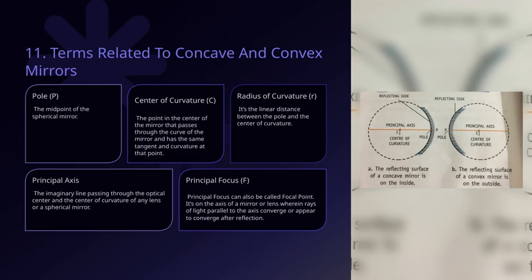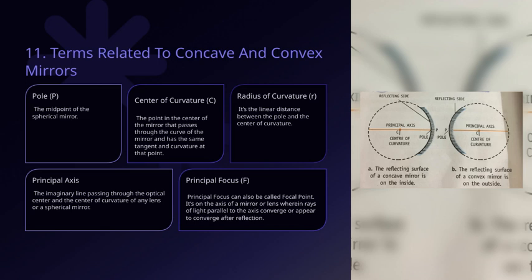Moving on, we have the radius of curvature, or R. This is the linear distance from the pole, or P, to the center of curvature. C. It helps us understand the size and curvature of the mirror. Finally, the principal focus, or F, also called the focal point, is where rays of light parallel to the principal axis either converge or appear to converge after reflection.